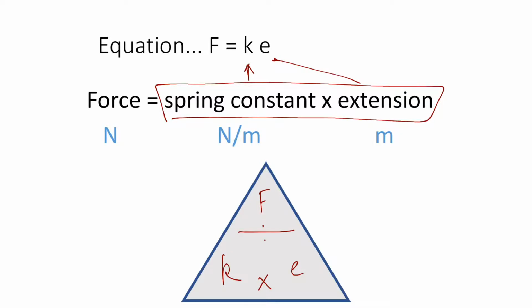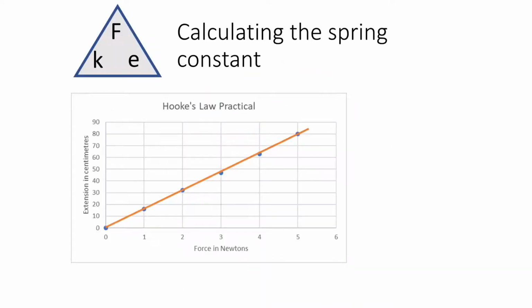So let's use this equation to help us with our graph that we plotted earlier. So we can use it to calculate the spring constant, the stiffness of our spring. So we're going to need to use the graph to get two different values, the extension and the force, so that we can calculate the spring constant. So our equation for that would be K, the spring constant, equals force over extension.